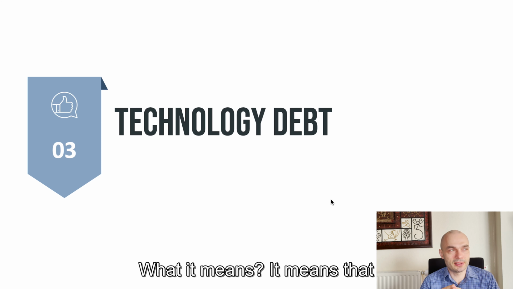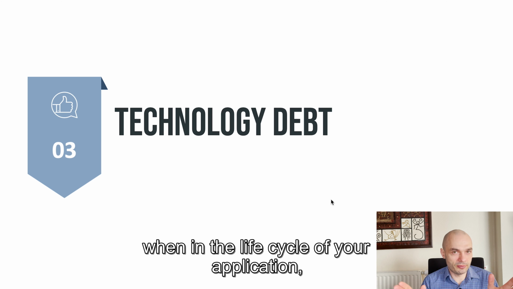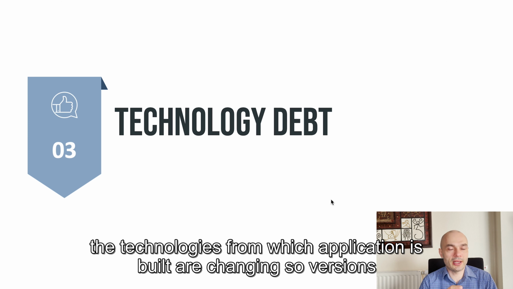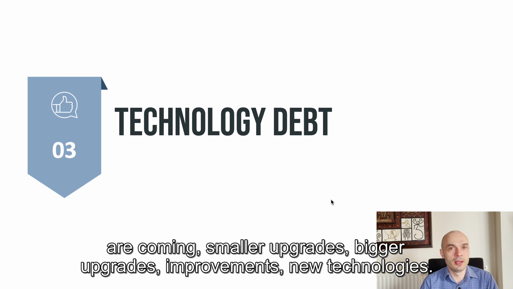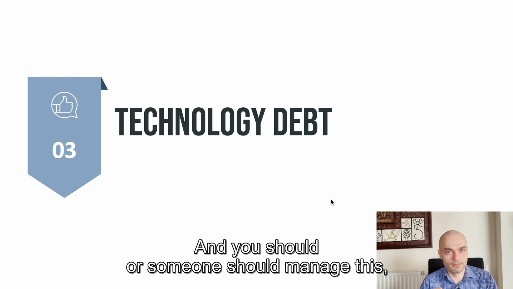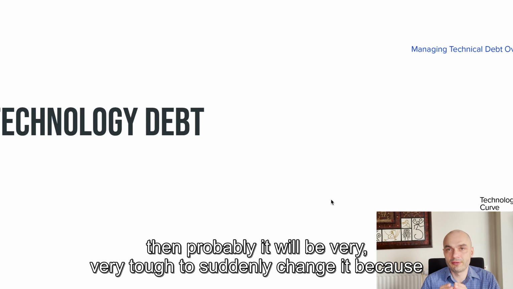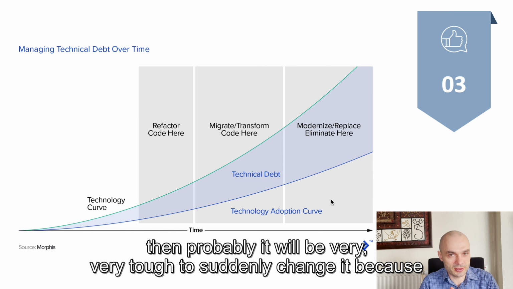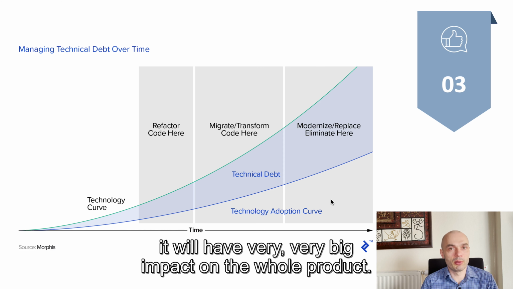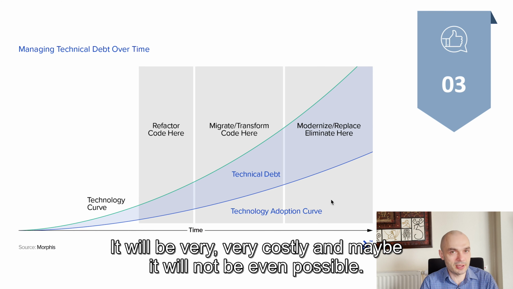What it means? It means that in the life cycle of your application, the technologies from which the application is built are changing. New versions are coming, smaller upgrades, bigger upgrades, improvements, new technologies, and you should or someone should manage this. Because if you do not change your technology for the next 3 years, then probably it will be very, very tough to suddenly change it, because it will have a very, very big impact on the whole product. It will be very, very costly, and maybe it will not even be possible.